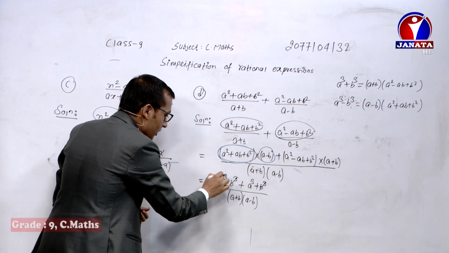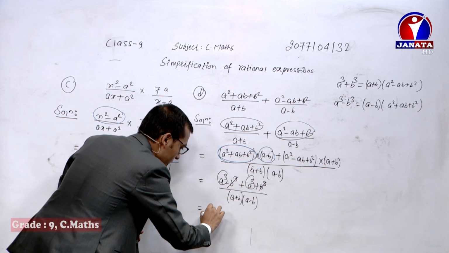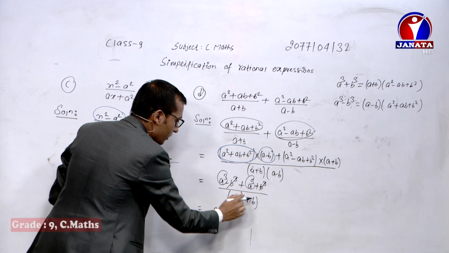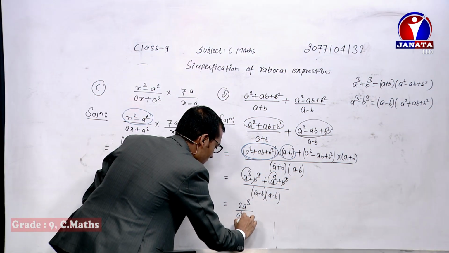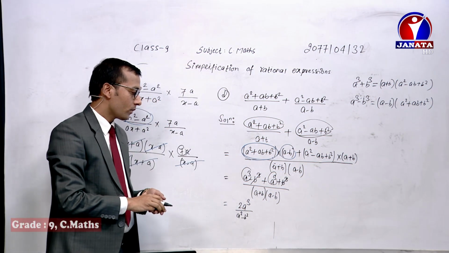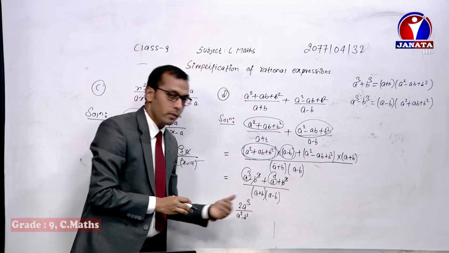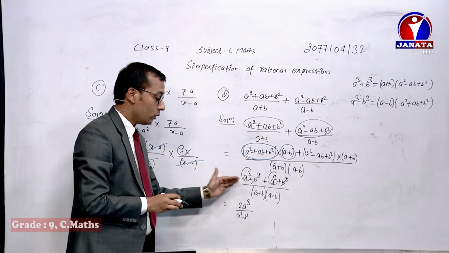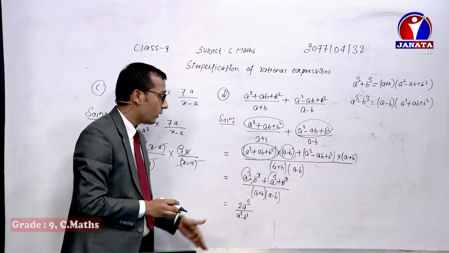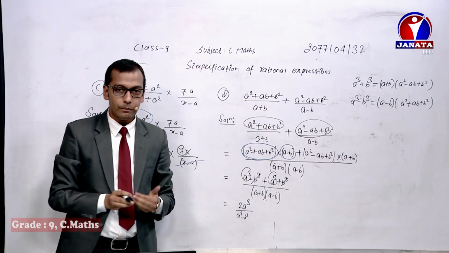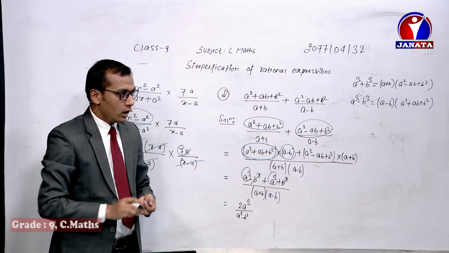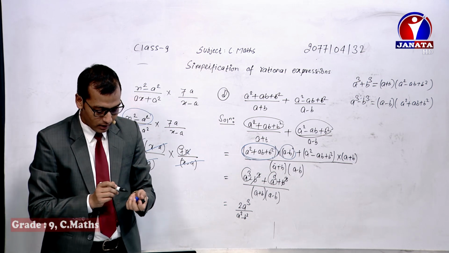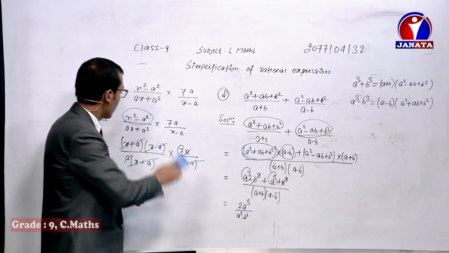We have like terms, a cube, so this is 2a cube over a plus b, a minus b is a square minus b square. We can combine a plus b times a minus b and write a square minus b square. So this is the simplest form of this expression. Now we can take some other questions for practice.